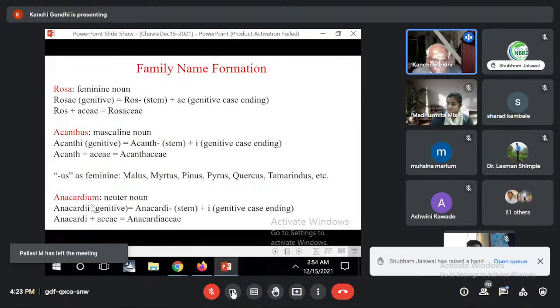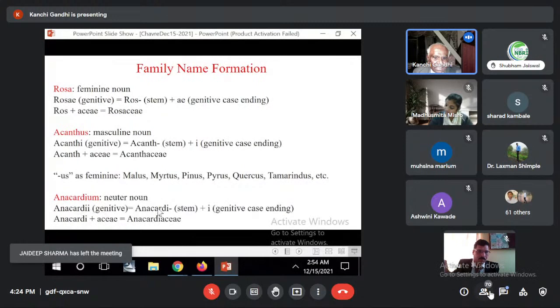Here is Anacardium for cashew. The very UM ending indicates neuter. Now, how are you going to make it genitive? You remove the UM and add I. Anacardii. So in Anacardii, Anacardi is the stem and the second I is the genitive case ending, which we do not need. So Anacardi, you add ACEAE to make it Anacardiaceae. So this is how you make a family name.